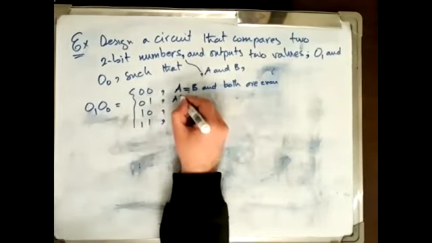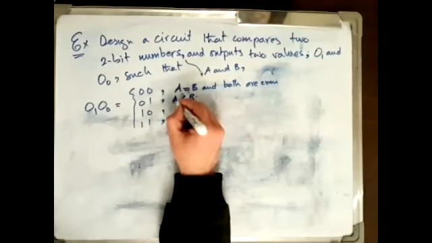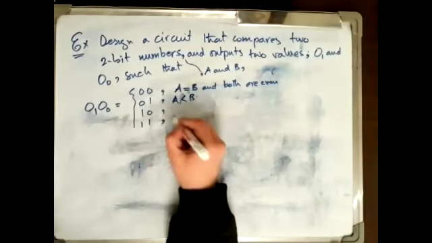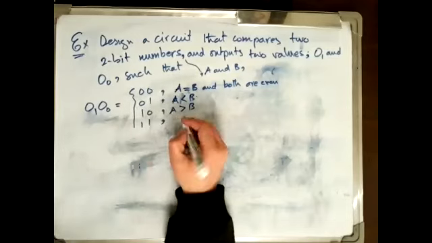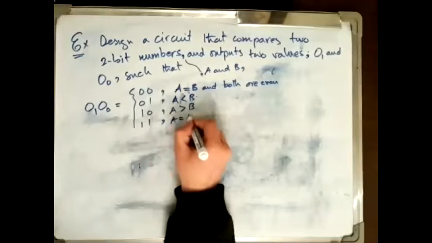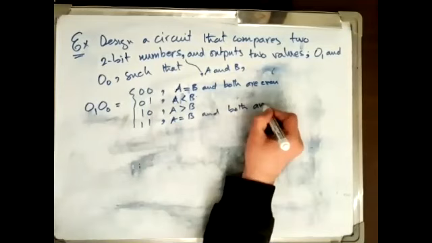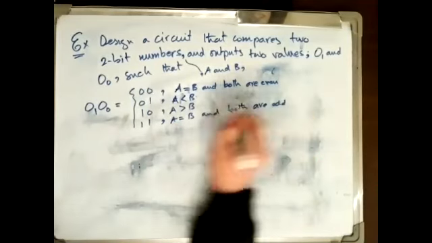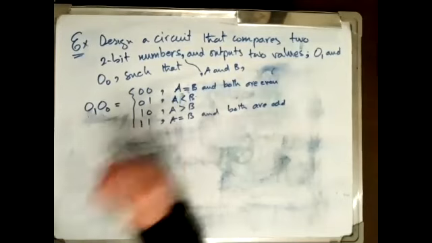If A is less than B as a value, then the output is 0, 1. If A is greater than B, the output is 1, 0. If A equals B and both are odd, then the outputs O1, O0 are 1, 1.